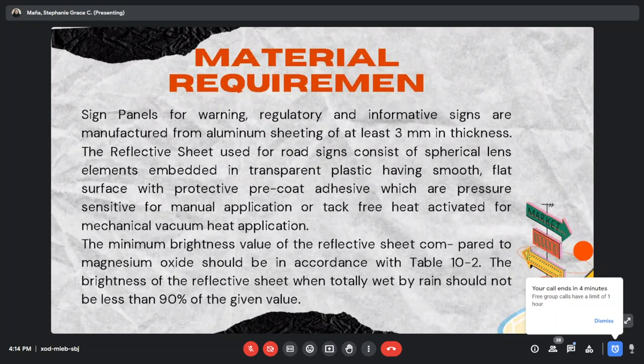So, material requirement. Sign panels for warning, regulatory, and informative signs are manufactured from aluminum sheeting of at least 3 millimeters in thickness. The reflective sheet used for road signs consists of spherical lens elements embedded in transparent plastic, having a smooth flat surface with protective pre-coat adhesive, which are pressure sensitive for manual application or tack-free heat activated for mechanical vacuum heat application. The minimum brightness value of the reflective sheet compared to magnesium oxide should be in accordance with Table 10-2. The brightness of the reflective sheet when totally wet by rain should not be less than 90% of the given value. So next po.